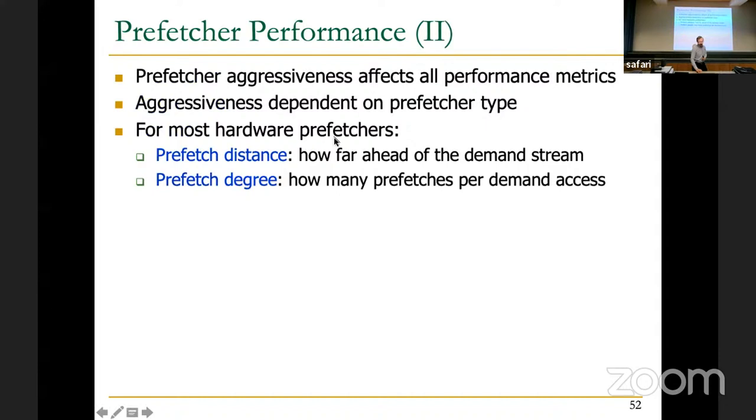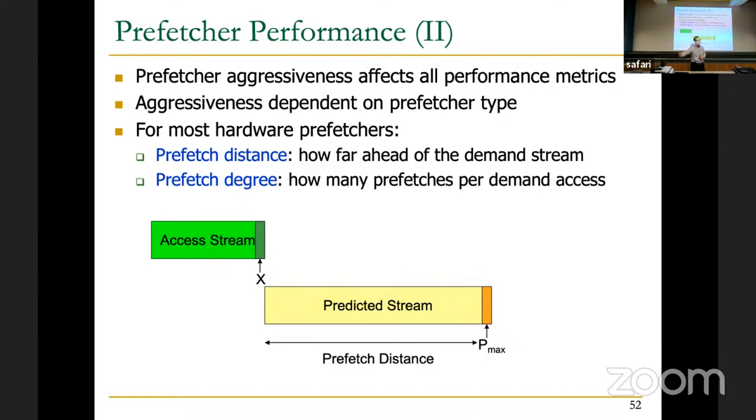Aggressiveness is really dependent on the prefetcher type. For most hardware prefetchers, you have two things that determine the aggressiveness. Prefetch distance is how far ahead of the demand stream you are. And prefetch degree is how many prefetches you generate for a given demand access. So let's take a look at an example. This is an access stream, hypothetical. You access X, and there's a prediction stream that the prefetcher is running ahead. So the prefetch distance is essentially how many accesses you are ahead of the demand access stream.